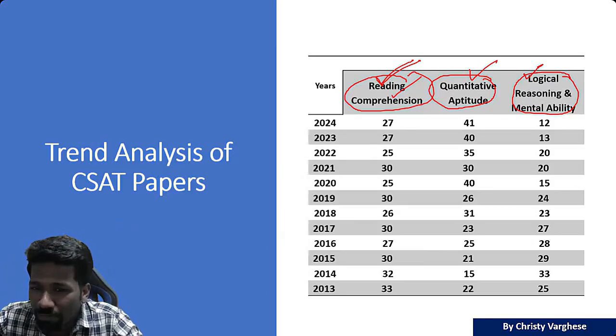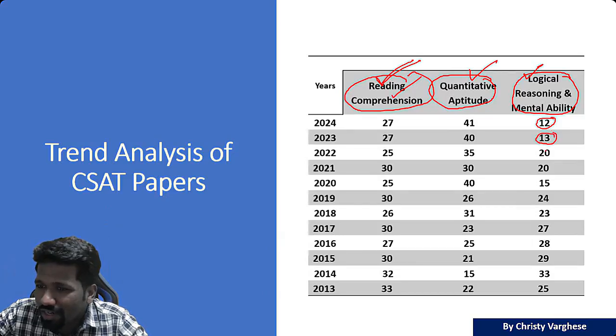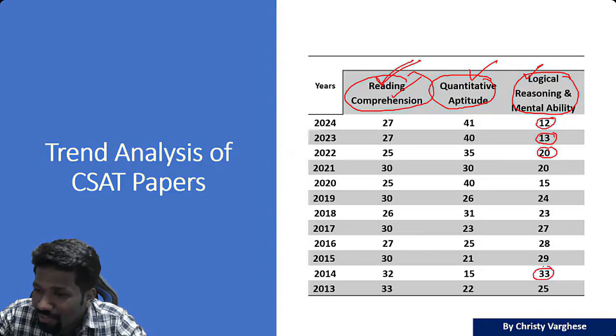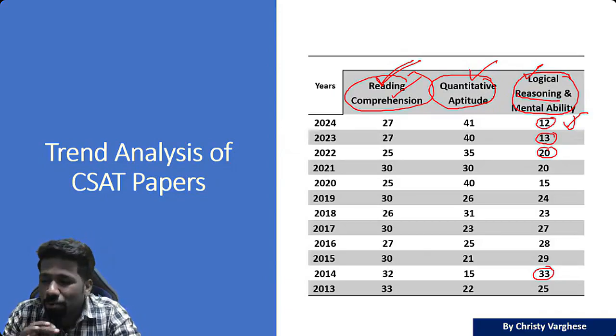That is the problem. If you look at this, you can see that the number of questions in quant, reasoning and comprehension is totally varying. Look at only the reasoning part. In 24, it was only 12 questions. 23, it is 13. 22, it is 20. And there were times where it was 33 questions also. So a person who is skipping a section, or only concentrating on reasoning, both are not the right approach at all.